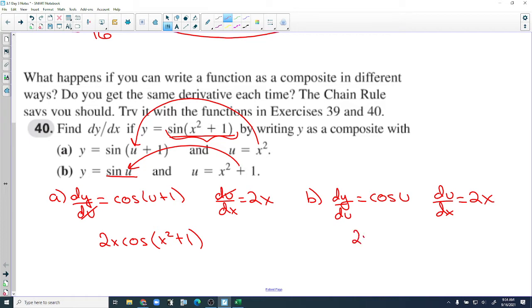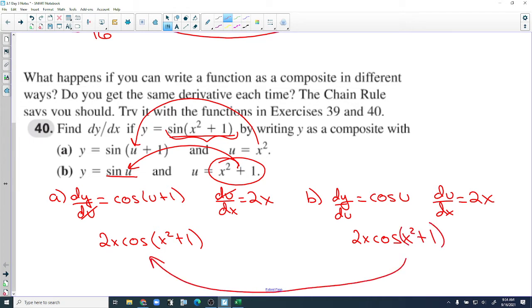Well, now we get 2x cosine, but the u is different this time. The u is x squared plus 1. Cosine of x squared plus 1. And we find out that we get the exact same answer, but we have two different composite functions to get the same original one. So this is all about notation, really, and how you can get the derivative. So for 39, you'll have to do something similar to that. Use this as a model to do number 39.